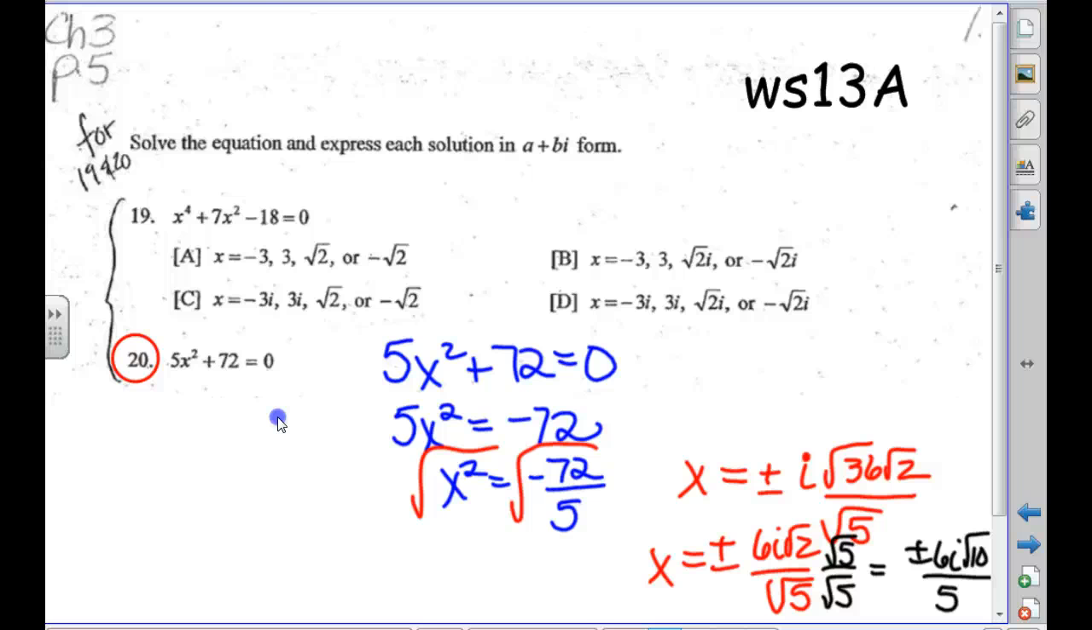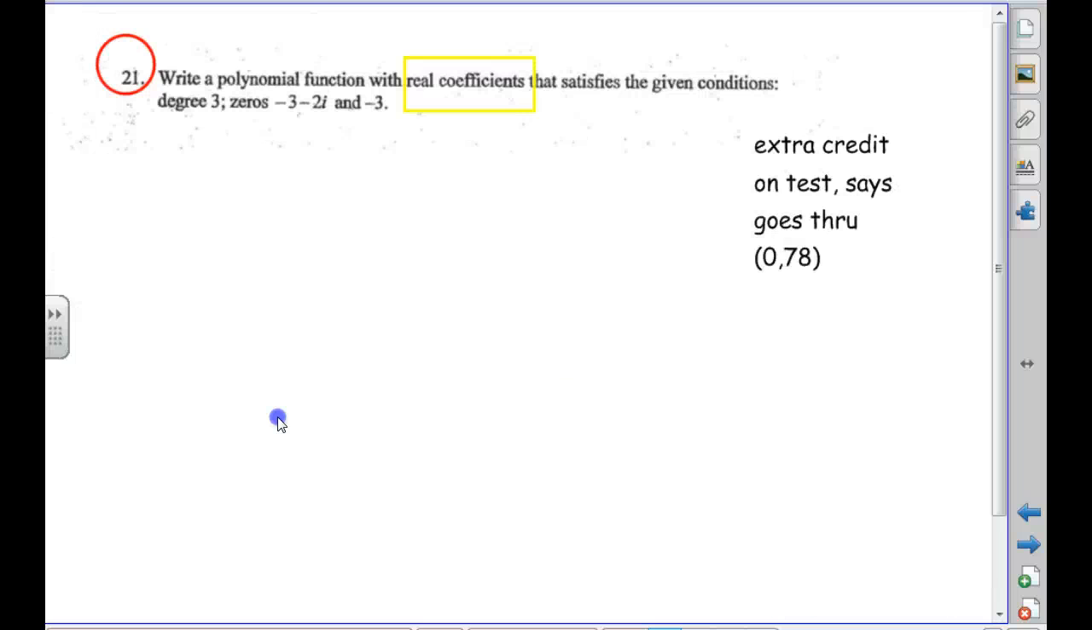All right. Question 21 was asked about, and there is one like this on the test, but it is extra credit. I'm going to go through it anyway. It's really good practice. Somebody might get it right on the extra credit if we review it.